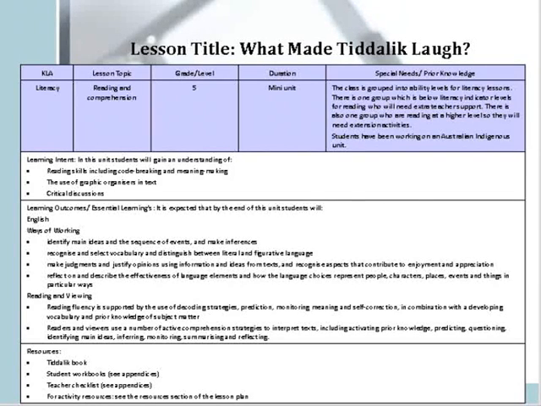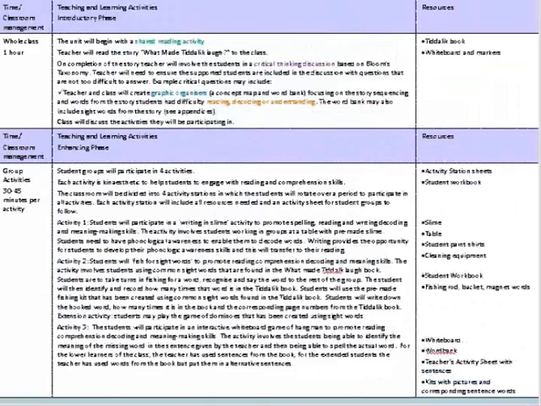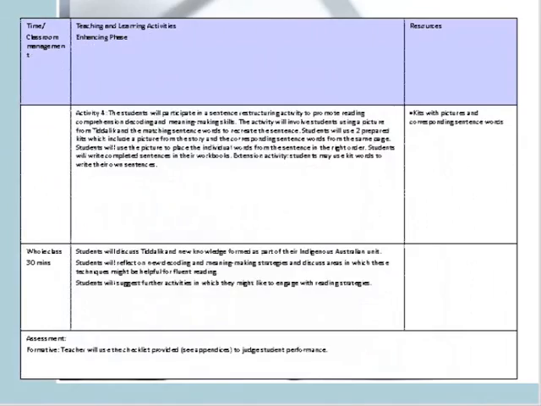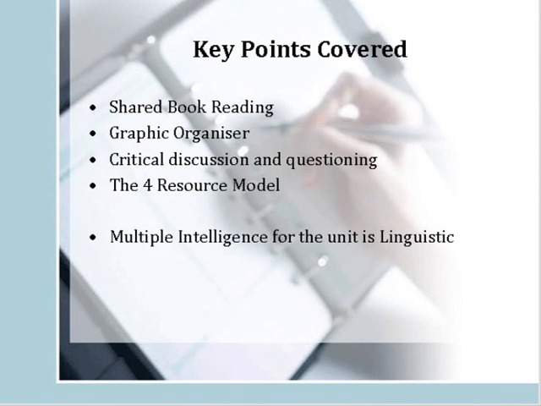The unit of work developed is up on Blackboard if you would like to have further information, but we wanted to highlight some of the main points. Today we are covering 4 key points from the textbook, which are shared book reading, graphic organiser, critical discussion and questioning, and the 4 resource model. The multiple intelligence for this unit is linguistic. We are now going to have a quick look at the 4 activities from our unit of work.